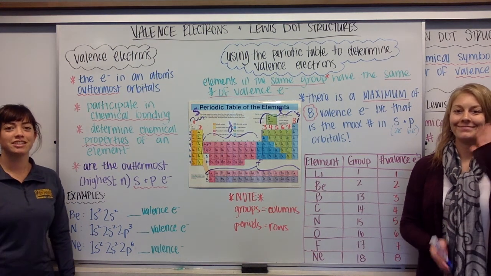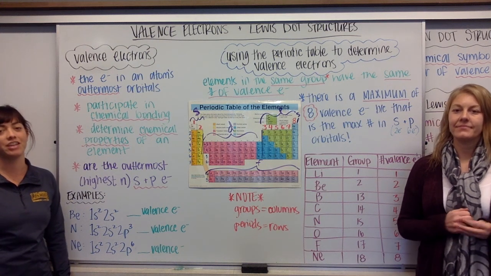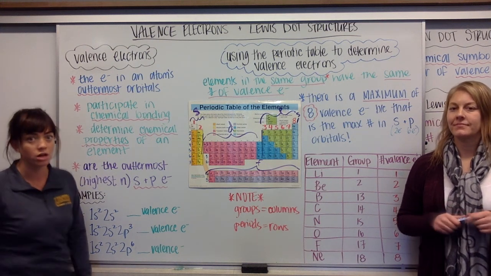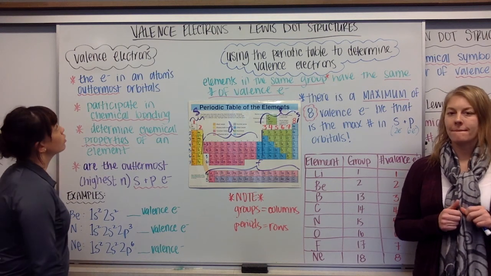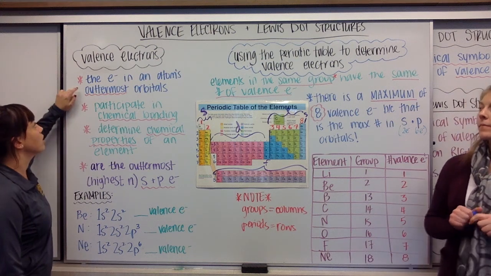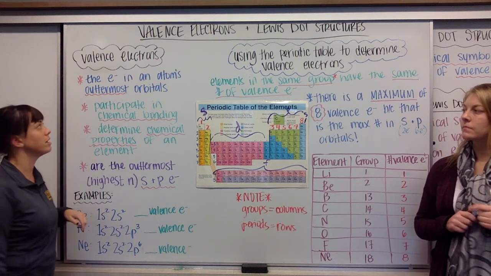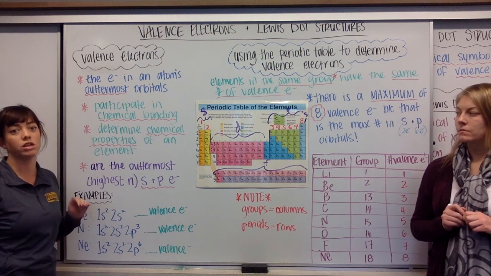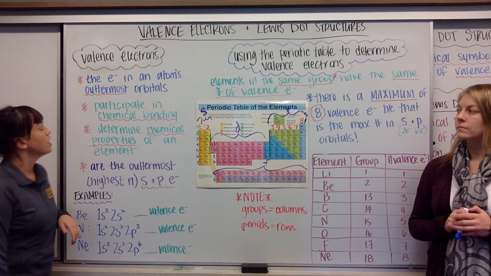Hi guys! Today we're going to be talking about valence electrons and how we can use a number of valence electrons to talk about Lewis dot structures. So first we just want to quickly go over what valence electrons are. They are the outermost electrons in an atom. So they're going to be the atom's outermost electrons, and they're always in our s and p orbitals.